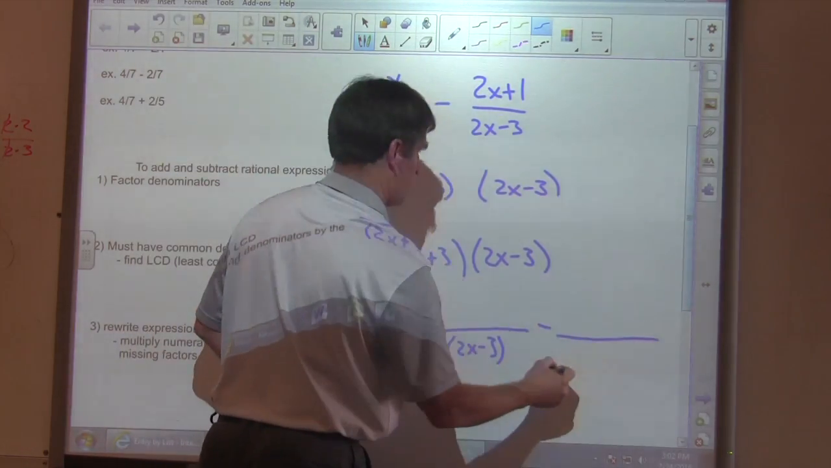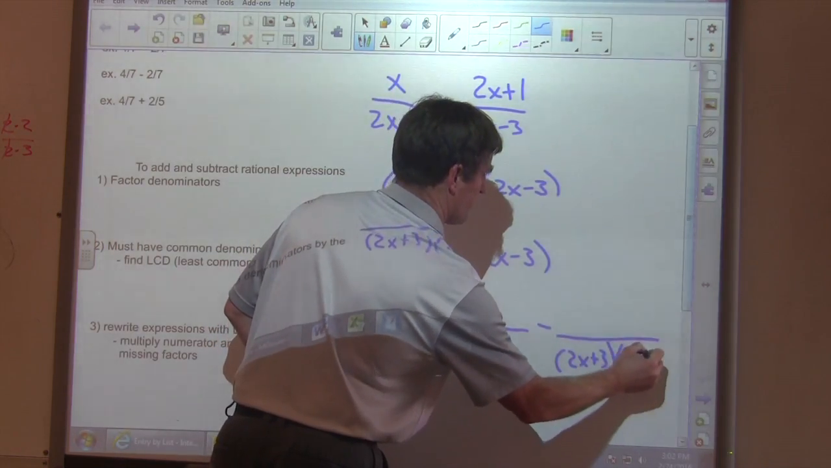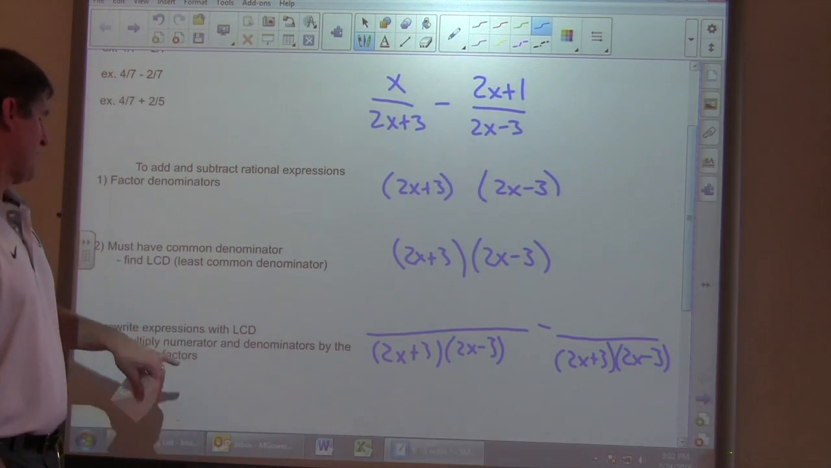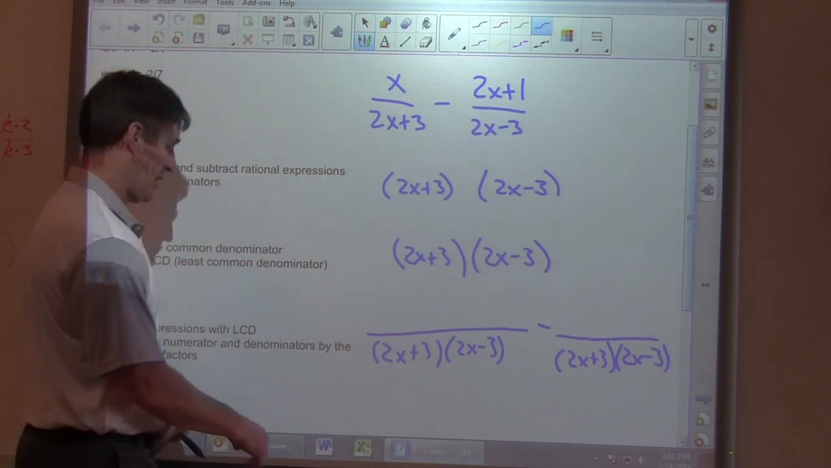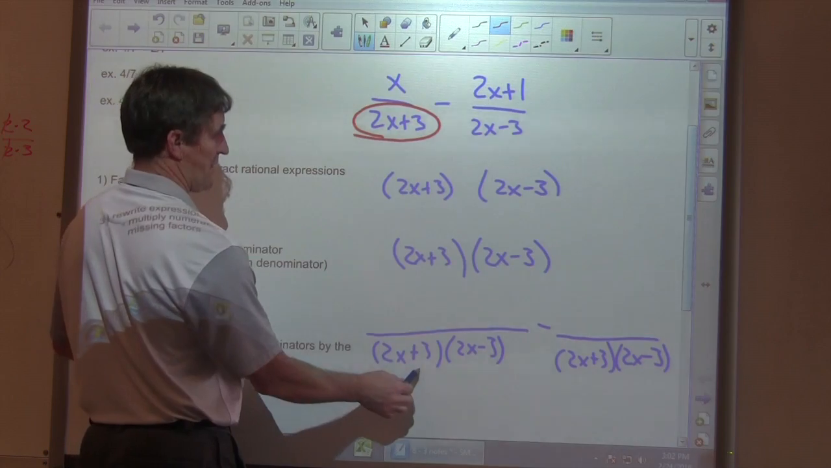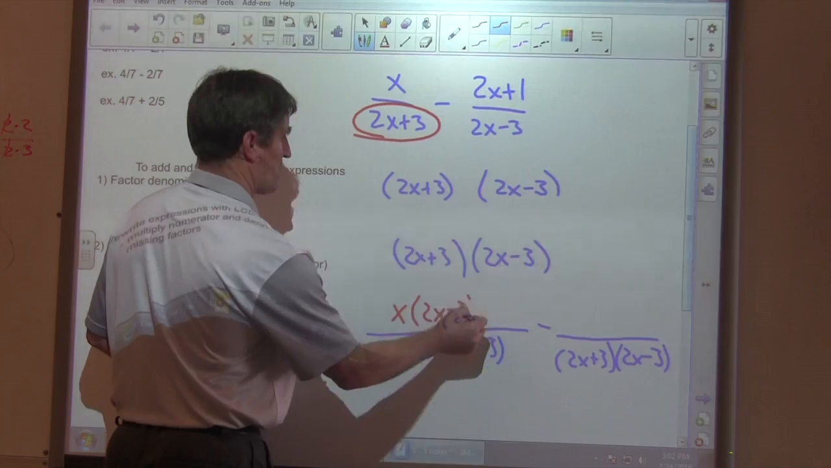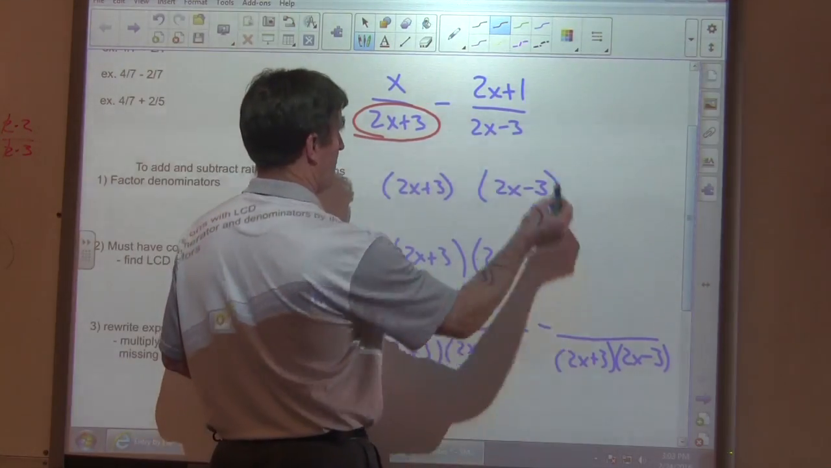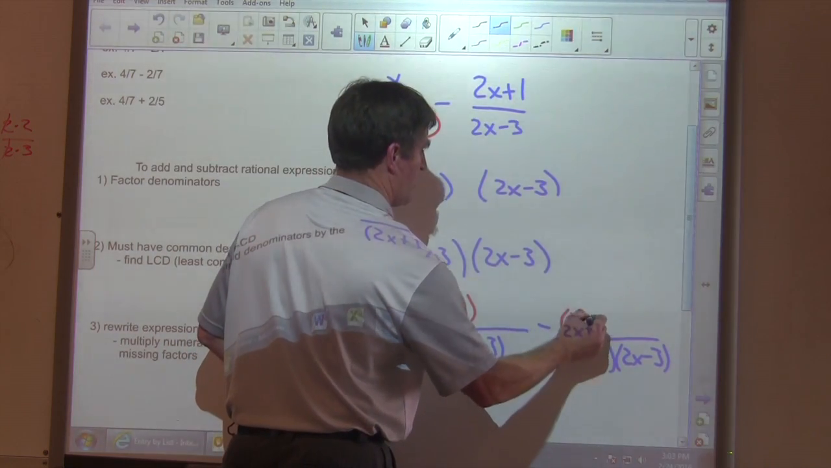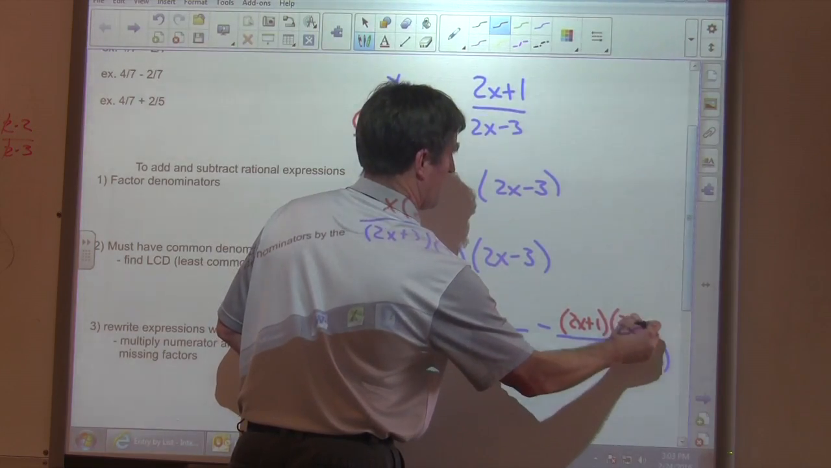Minus. Now, to write this, you have to multiply the numerator and denominator by the same thing. So we go back to our original. We have a 2x plus 3, so we have this one, but we're missing the 2x minus 3. So that's x times 2x minus 3. And here we have the 2x minus 3, but we're missing the 2x plus 3. So we have to take 2x plus 1 times 2x plus 3.